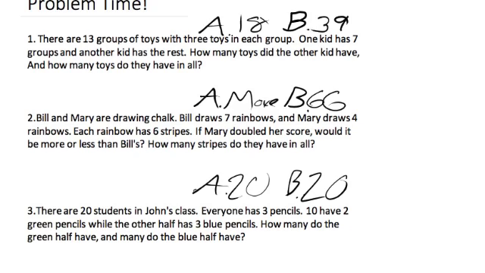So there are 13 groups of toys with 3 in each group. One kid has 7 groups, and the other kid has the rest. How many toys did the other kid have, and how many toys did they have in all? So for the other kid, first thing we do, we subtract 7 from 13, because that's the whole thing minus the first kid. Then we have to regroup because 3 is too small. We make this a 2, make this a 13. 13 minus 7 equals 6.